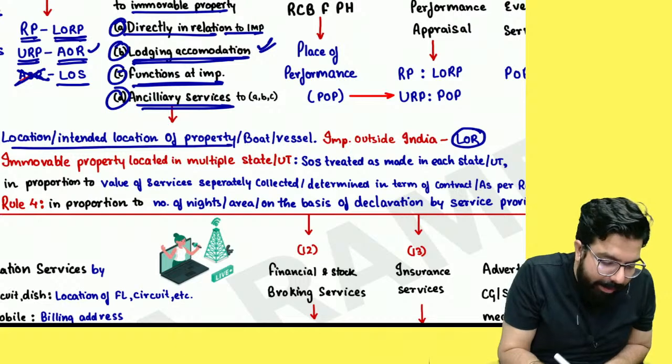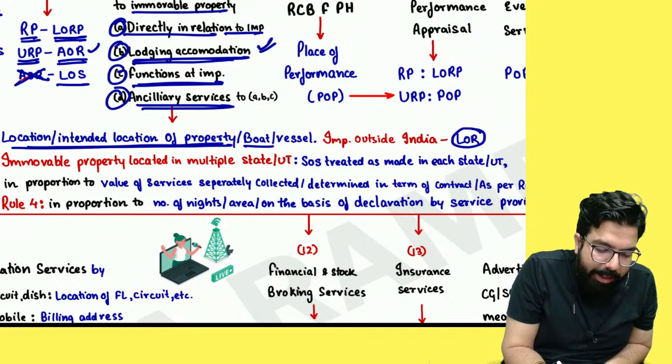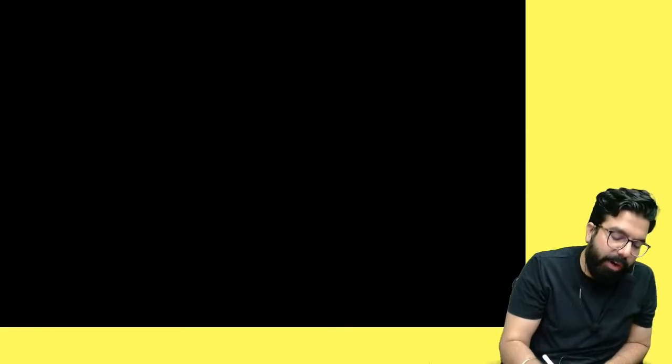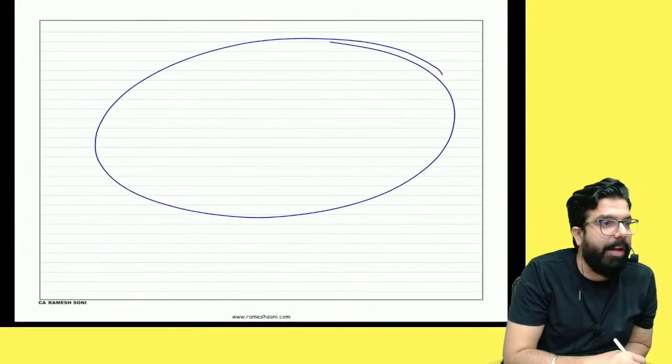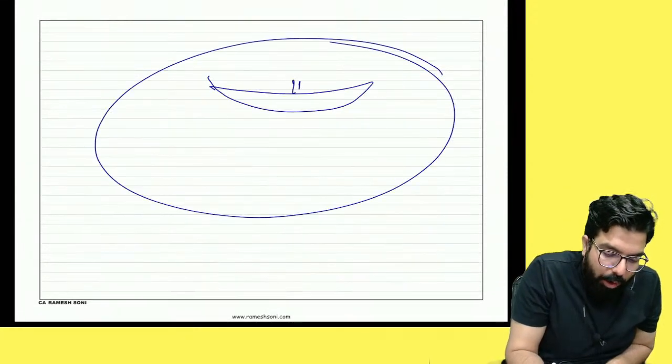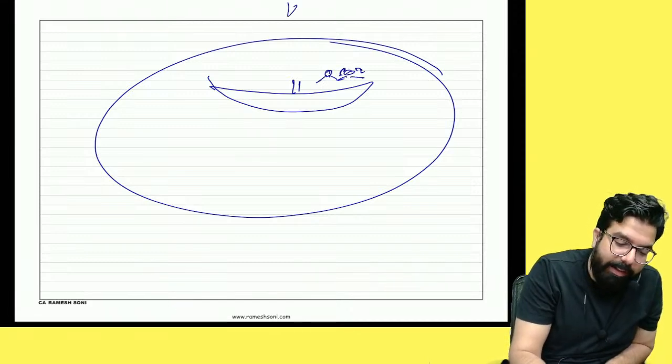Next, it says location or intended location of property, boat or vessel. What do you mean by boat or vessel? For an example, you know the Kerala houseboat is there. For an example, over here, Sharath got married. Sharath and Sharath's wife went for a honeymoon. Okay, this Kerala houseboat.